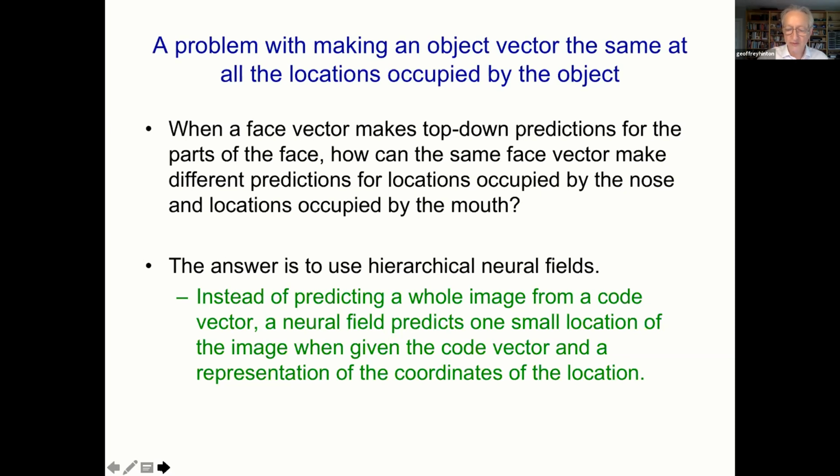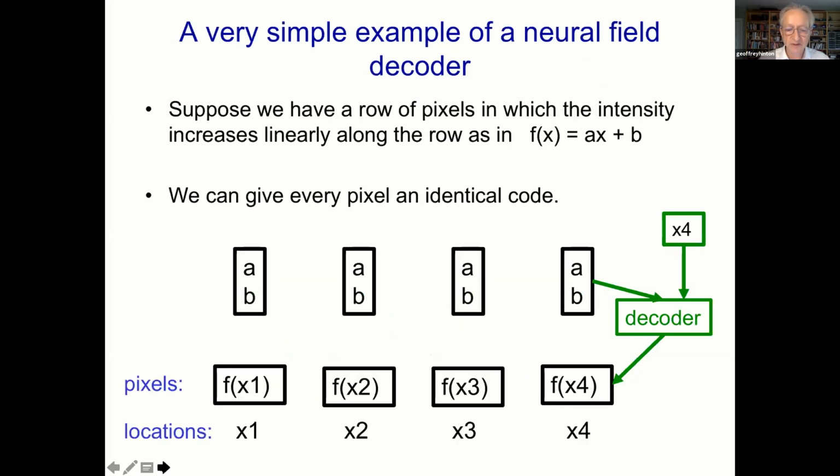Just in case you don't know what neural fields are, but I think many of you know much more about them than I do, here's a very simple example of a neural field. Suppose we have 4 pixels and they have an intensity gradient. So the intensity is AX plus B, where X is the location. There's something uniform about them, namely it's a uniform gradient, and we'd like to represent all these pixels as being in some sense the same. They're part of the same gradient. We can do that by representing them by the coefficients A and B. So all 4 pixels now have an identical representation.